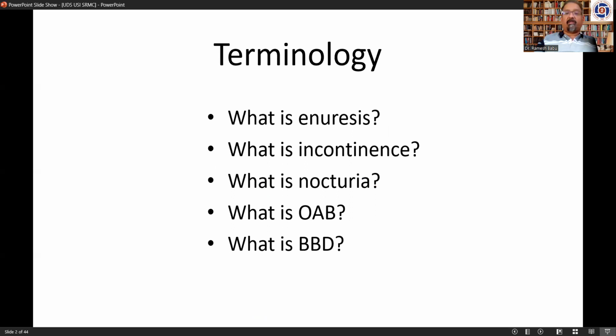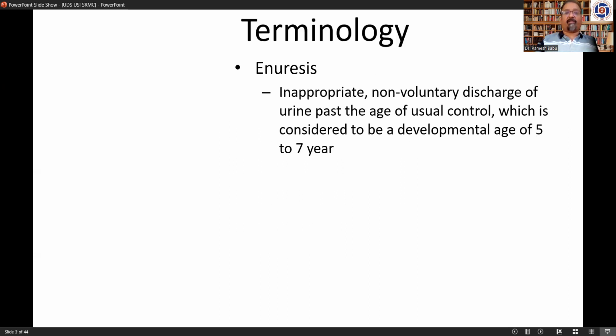The terminology used to be different earlier, and then the ICCS definitions came. So what is enuresis? What is incontinence? What is nocturia? What is overactive bladder? What is bowel bladder dysfunction? These are some of the terminologies you may have to differentiate.